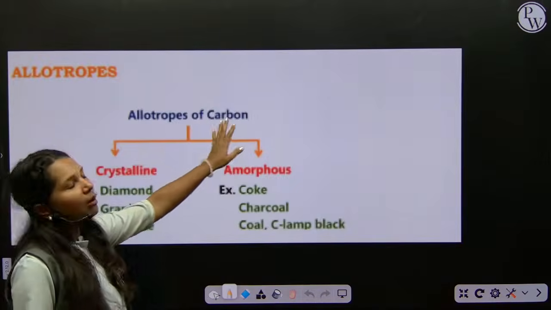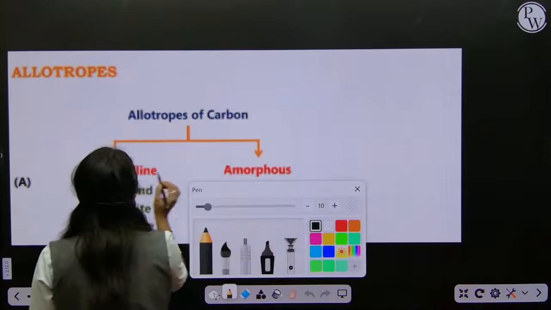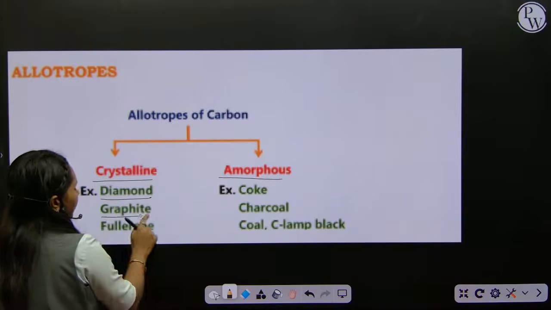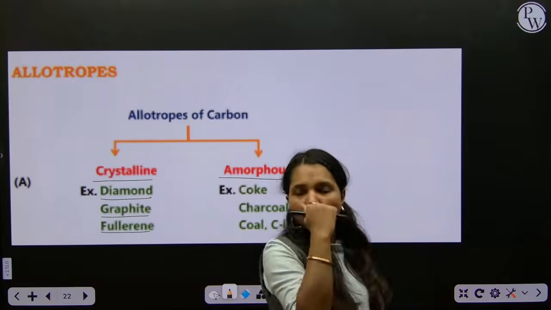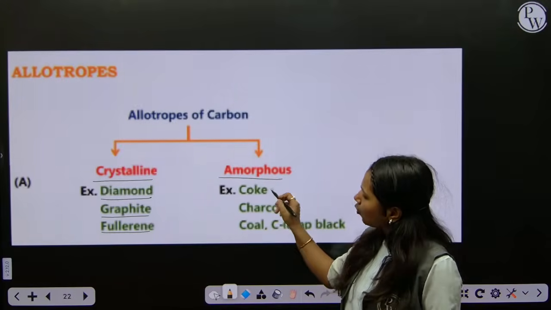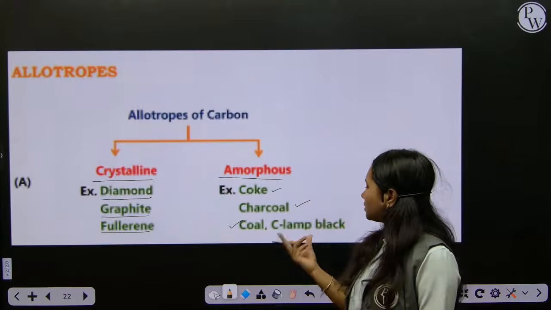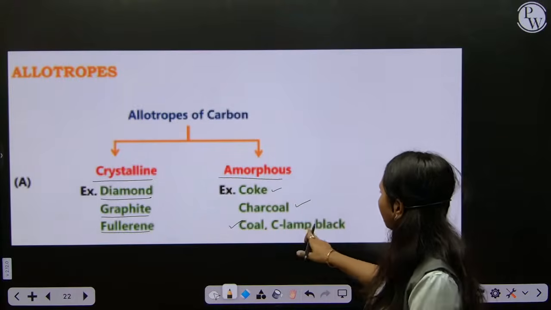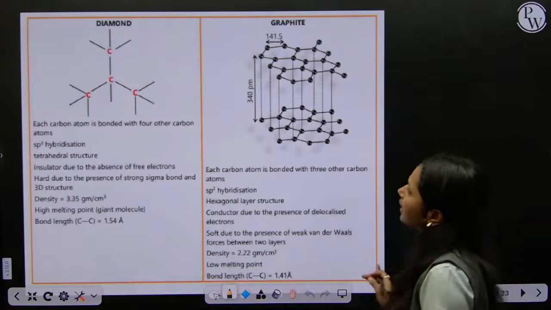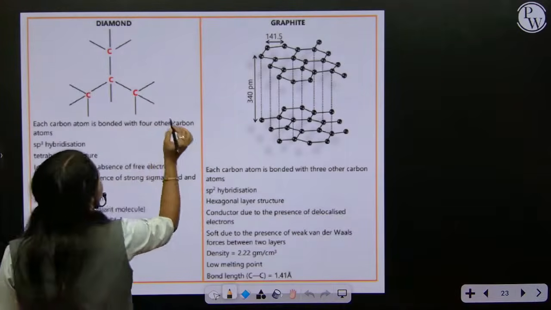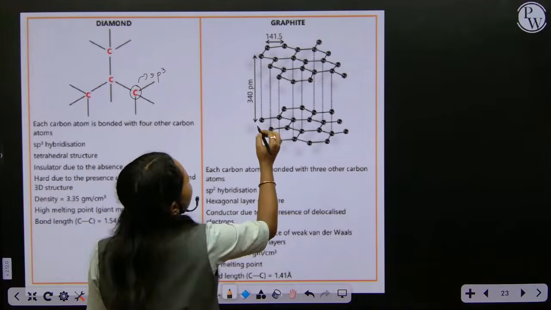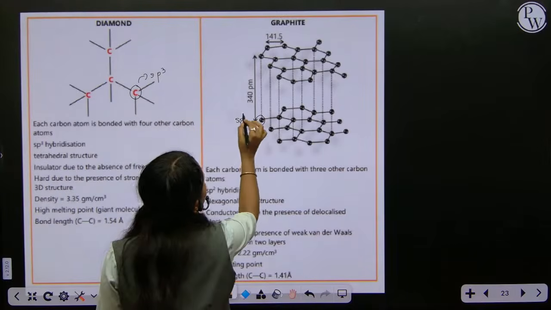Allotropes of carbon. There are two types, crystalline and amorphous. Diamond, graphite and fullerene are crystalline allotropes. Coke, charcoal, coal and lamp black are the amorphous allotropes. For diamond the carbon is sp3, and for graphite the carbon is sp2.